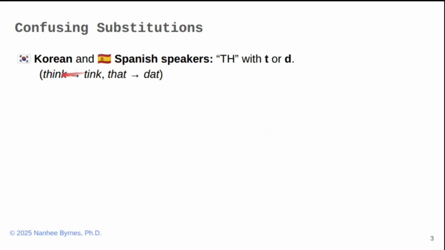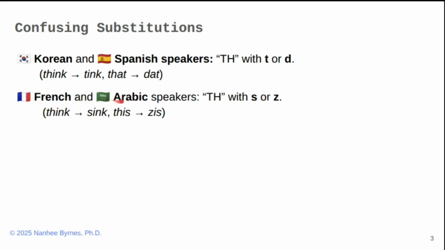For example, Korean and Spanish speakers often replace TH with T or D, so think becomes tink, and that becomes det. French and Arabic speakers tend to replace it with S or Z, saying sink instead of think and ziz instead of this. At first, these substitutions might seem small, but they can actually change the meaning or make a sentence hard to understand. Let's listen to the difference.